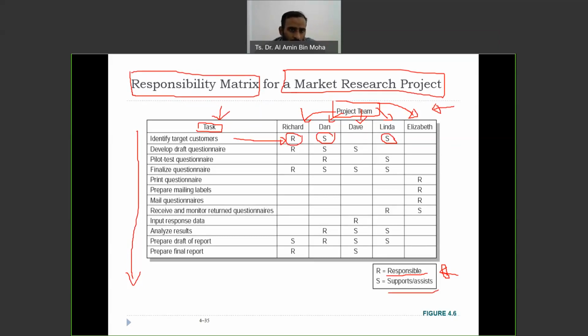So we map that, and we can see that the same staff can be a PIC for many tasks. Right here, Richard is responsible for 3, 4. Dan is for 1, 2, and 3. Dave is only 1. Linda is only 1, and 3 for Elizabeth. And they are going to help others in certain tasks. So basically, it's based on the task and the expertise.